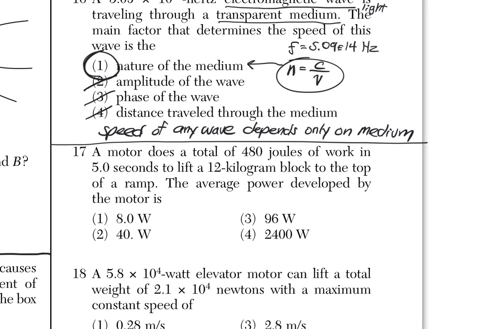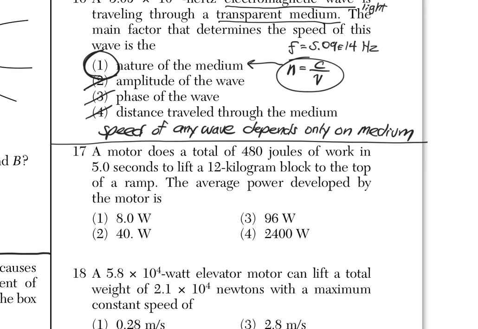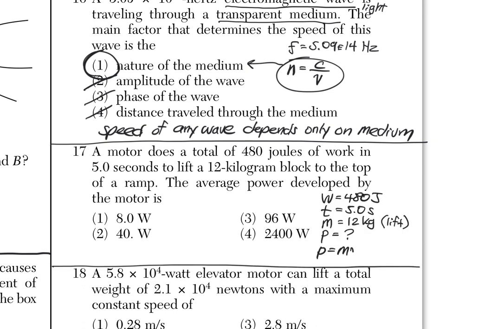Then number 17. All right, so 17, they give the work and the time. The mass is 12 kilograms, and they say they're lifting. So if they asked for a force, you would get the weight of the object you're lifting. Whenever you're lifting something, the force that you're exerting is the weight of that object. We're not going to need the force for this question, but I'm just saying. And then they are asking for power. So we know that P equals mv. Oh, that's momentum. That's not the one you want. We're asking for power. Don't confuse your p's.